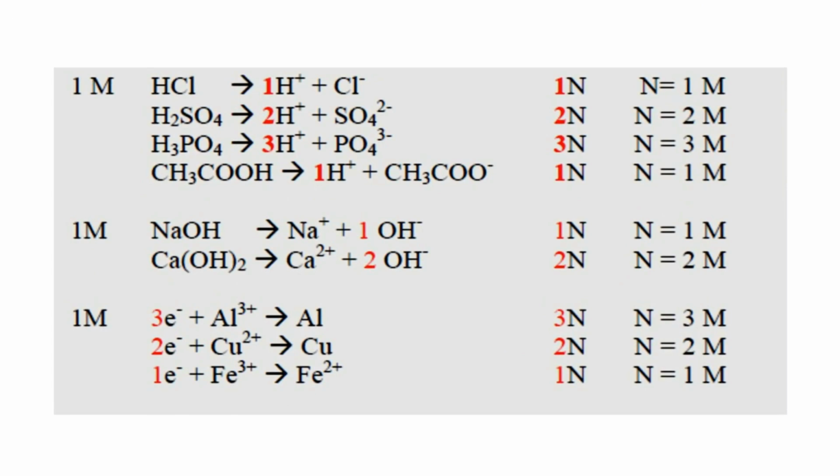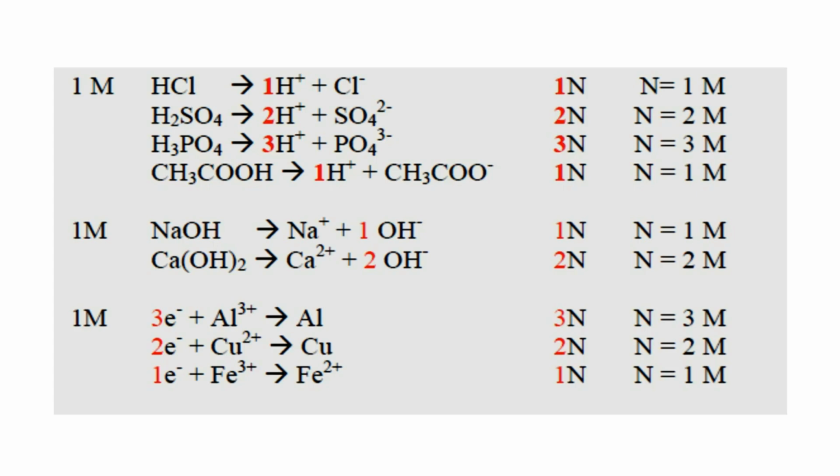For example, if you have hydrochloric acid, the dissociation will give 1 proton plus 1 chloride. So this means that the equivalent per mole will be equal to 1 because only 1 hydrogen is dissociated. For sulfuric acid, it will be 2 because 2 hydrogens are dissociated. For phosphoric acid, it will be 3. For acetic acid, it will be 1. As you can see, only 1 proton will be liberated.